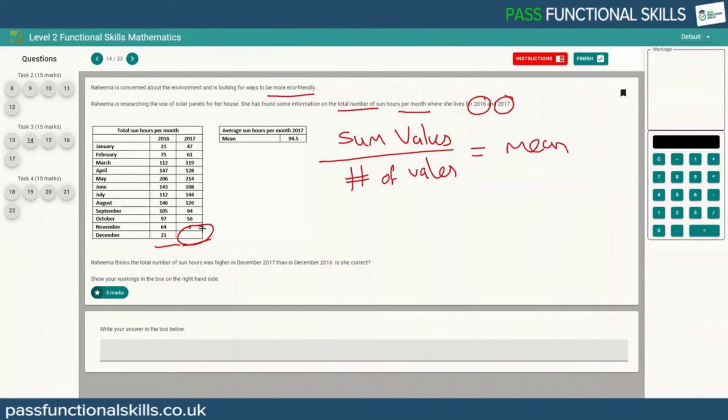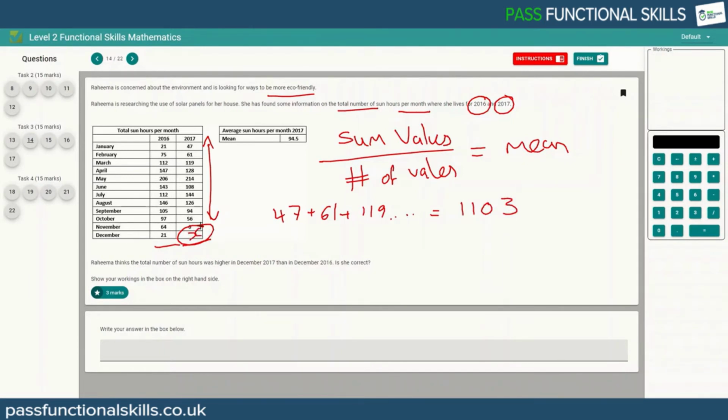But in this case, we don't have all the values given in the table. What we are given is the number of values and the mean, and we have to rearrange it to work out the missing value on the numerator here. So what we want to first of all do is add the data points that we do have together. So that would simply be adding 47 plus 61 plus 119, and keep going down this list, adding them all together until we find that value on the calculator as 1103.